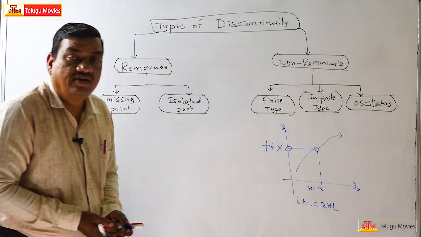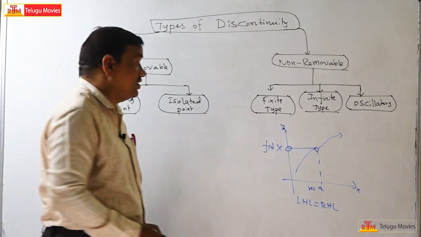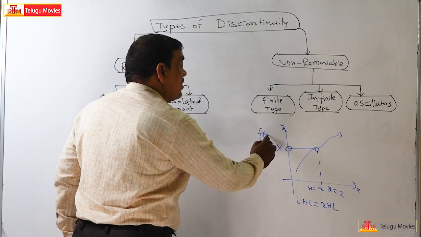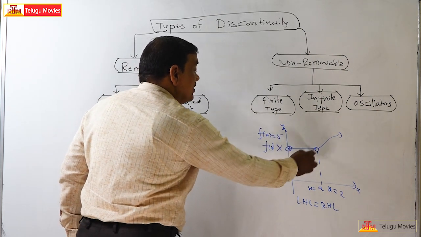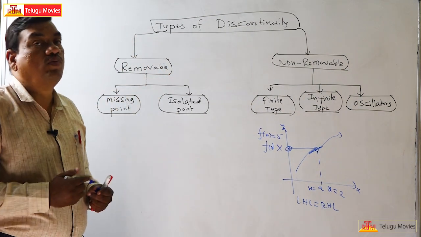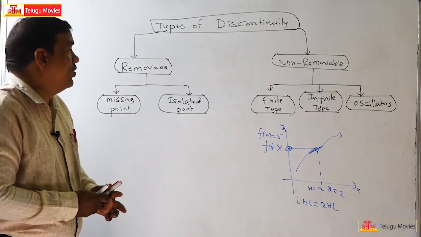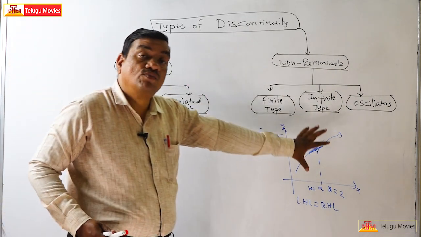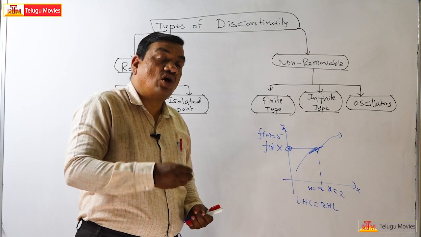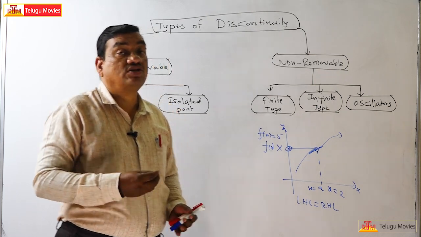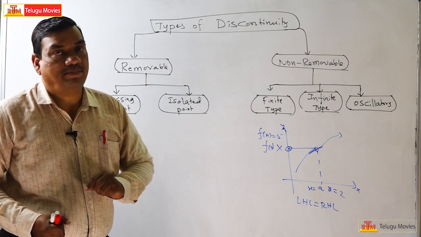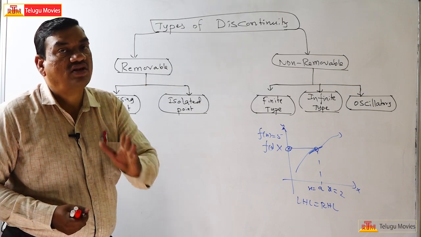So if you define, for example, for x equal to 2, f of x is equal to 5, then it will be closed. That is removable, which means we can remove the discontinuity. By definition or by taking some substitutions or assumptions, we can fill that gap and bridge it.